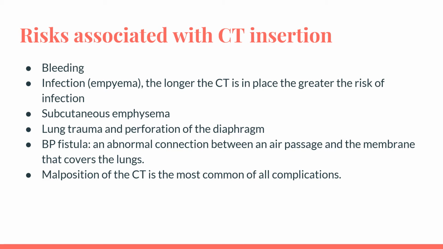Let's see, what else do we have? Lung trauma and perforation of the diaphragm could happen when you're inserting or during removal of the chest tube. Bronchopulmonary fistula is an abnormal connection between the air passage and the membrane that covers the lungs. Sometimes they have to leave the tube in for a while until it's healed. And of course, malpositioning: the chest tube can often get pulled out when they're turning or moving a patient. You have to be really careful with them. So that's the most common complication.